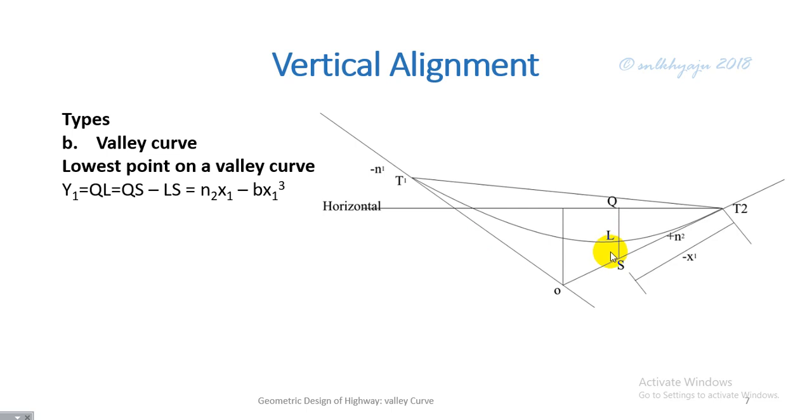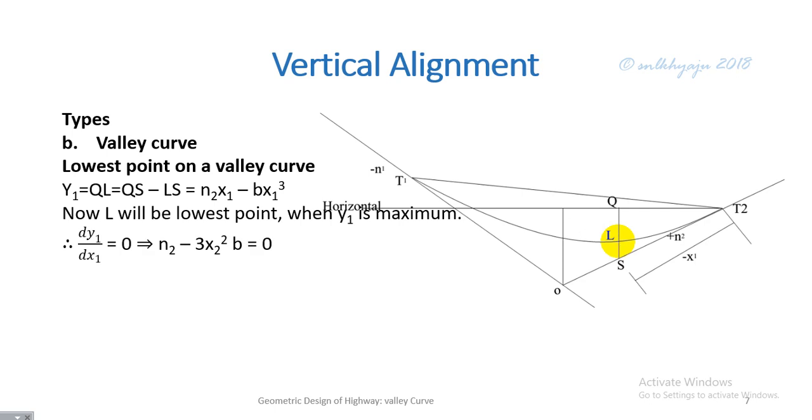In this figure, y1 equals QL, which equals QS minus LS, that is, y1 equals QL equals n2 x1 minus b x1 cube. Now the point L will be the lowest point when y, that is QL, is maximum.